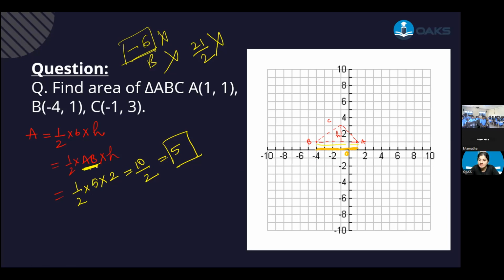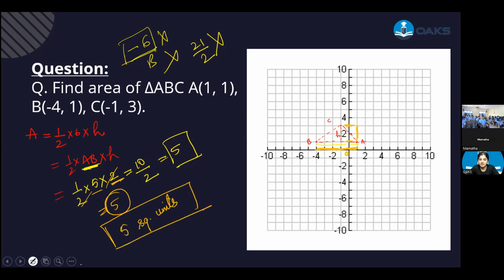So AB is 5 and talking about this height, we started from 1 till 3. 3 minus 1 is 2. So we get 5 and 2. 2 got cancelled and 5 is the correct answer. And in fact, we write 5 square units. This is the correct answer. So I hope you understand now and you'll be able to answer the next question.